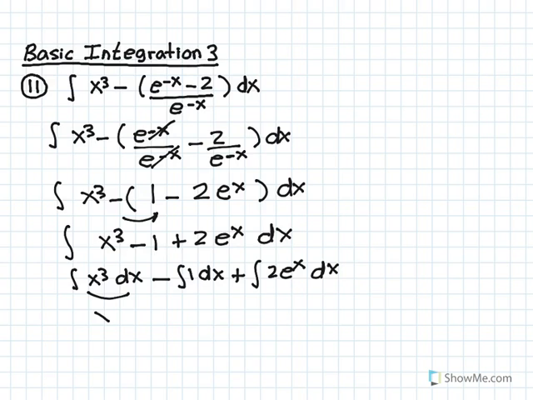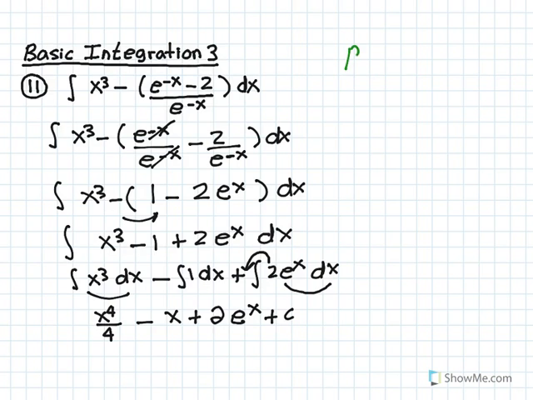Antiderivative of x cubed is x to the fourth over 4. Antiderivative of 1 is x. And this is a constant. Constant passes through the integral, so we get 2. And antiderivative of e to the x is just itself, e to the x, plus c.